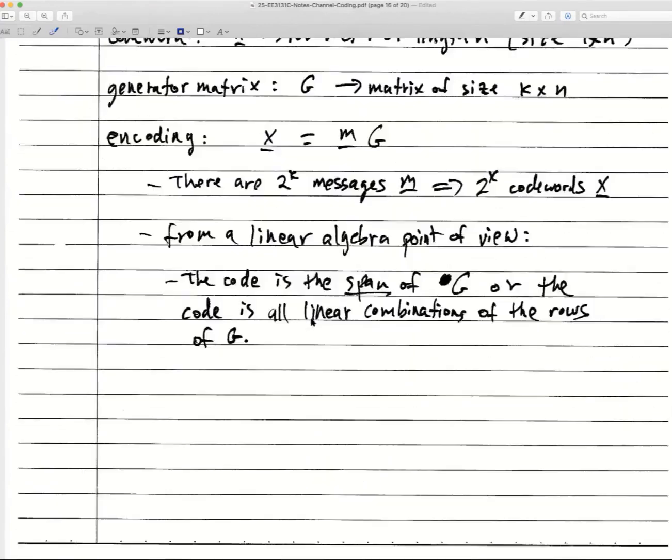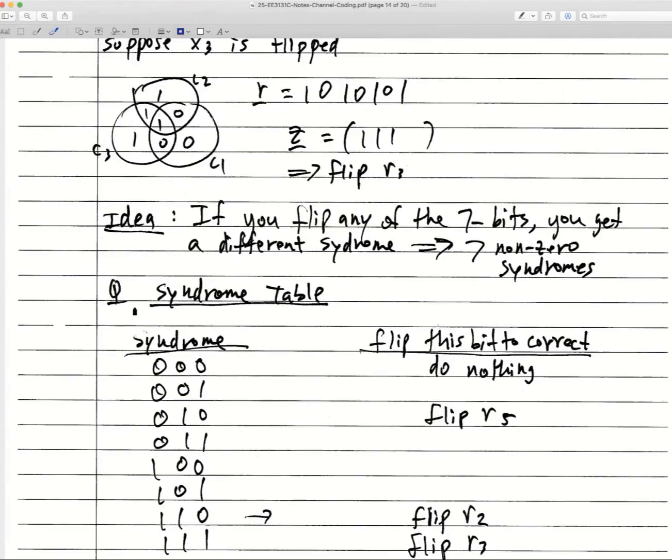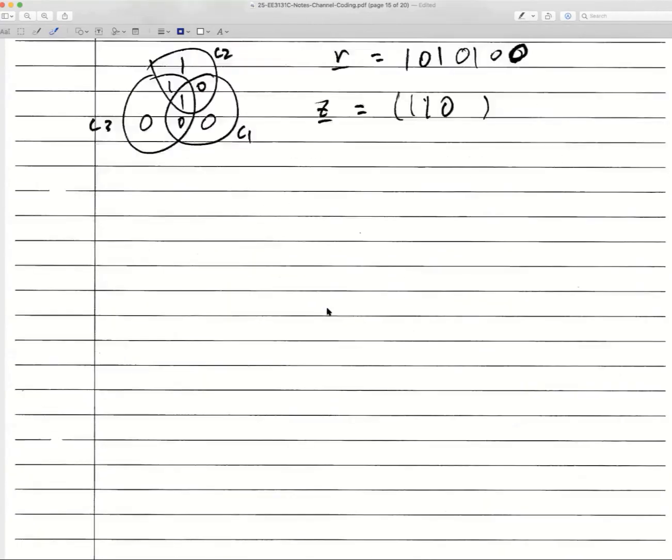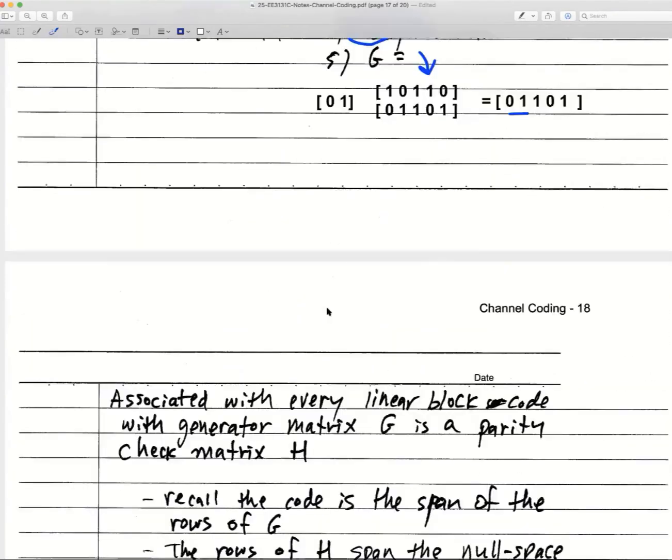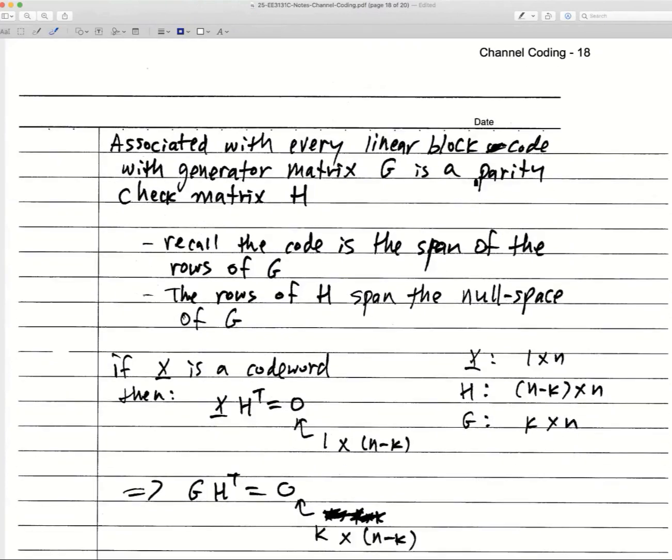When we decoded the Hamming code, we decoded by computing the syndromes, right? We did syndrome decoding. So let's see how we're going to do syndrome decoding. The way we're going to do it is through something called a parity check matrix. Every linear block code has a generator matrix associated with it, and it has a parity check matrix associated with it. I'm always going to call the generator matrix G and the parity check matrix H, to avoid confusion.